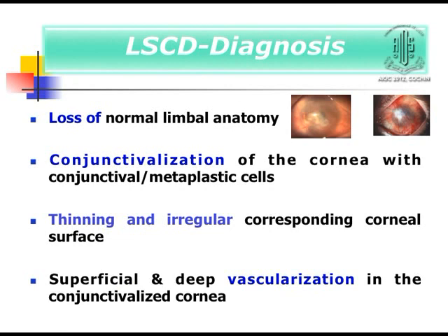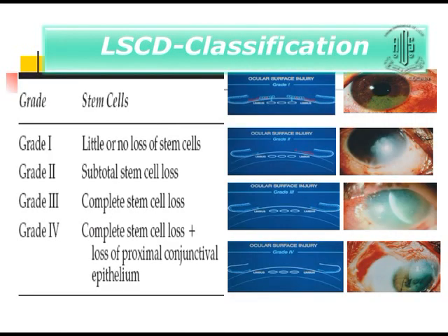How are we going to diagnose a case of severe dry eye which has led to limbal stem cell deficiency? By loss of normal limbal anatomy. First of all, we see that no limbus can be defined. Then second is conjunctivalization of the cornea with conjunctival and metaplastic cells, thinning and irregularity of the corresponding corneal surface, and superficial and deep vascularization. Vascularization is the hallmark of any severe limbal stem cell deficiency.